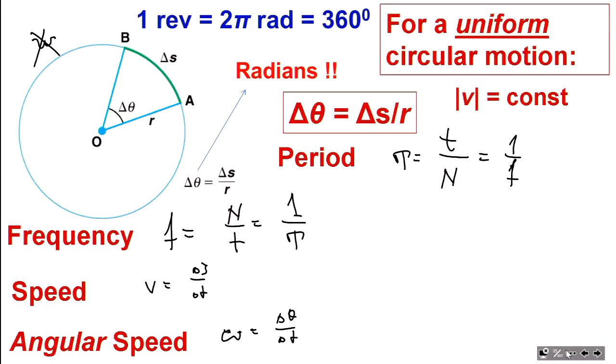But we can now make a transition between angular and the linear variables, because angular displacement is equal to linear distance traveled over radius, and then over time. And this ratio, distance over time, equals speed. We get the first important relationship, connection, between linear and angular variables.